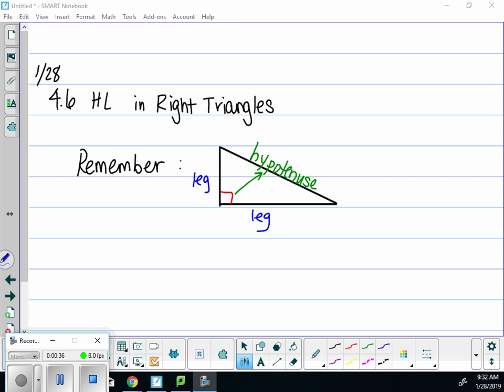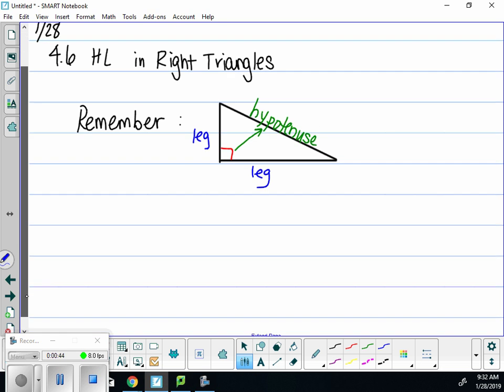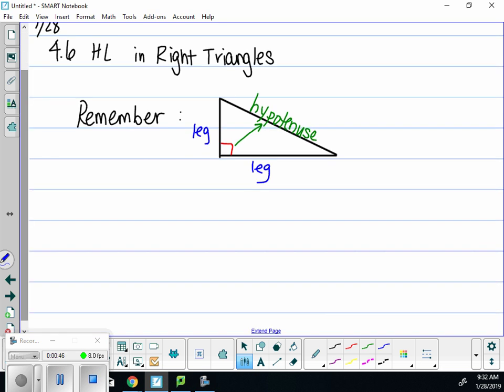If you have a right triangle or two right triangles that you are trying to show are congruent, you can still use side, side, side, side, angle, side, angle, and angle, angle, side, just like any other triangle. But there is also one more theorem that is special to right triangles only.